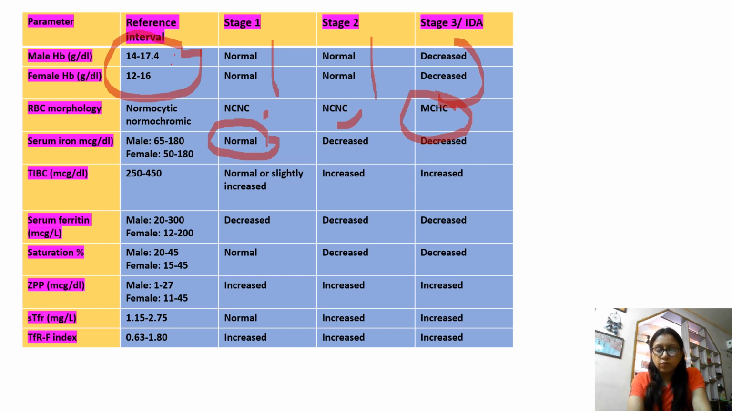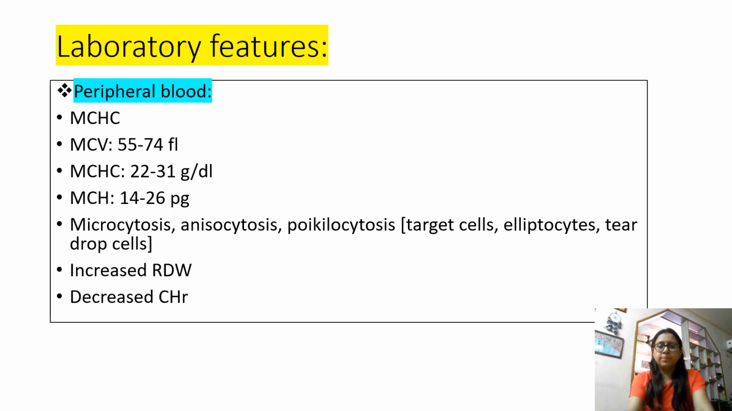Then soluble transferrin receptors. But when there is no iron, the transferrin receptors will be moving free. So that is 1.15 to 2.75 milligram per liter. This is normal in stage 1 and it is increased in stage 2 and 3. Then transferrin receptor index is 0.63 to 1.8. This is also increased in all stages of iron deficiency anemia.